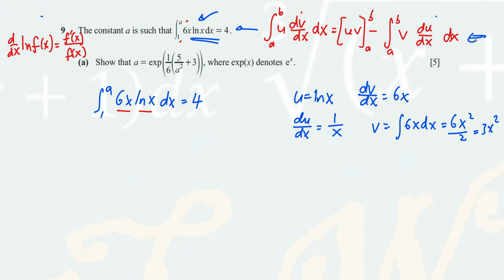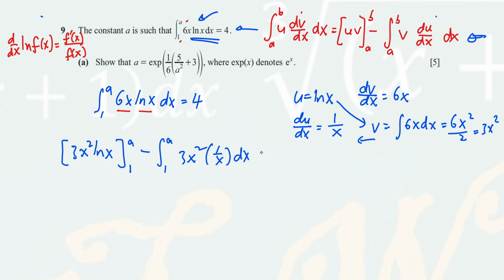Now substitute into this integration by parts formula. I will be getting uv, so multiply: that is 3x squared ln x with limits, minus the integral of v du. So multiply v du: that is 3x squared times 1 over x dx, and equals 4. That will be our integration by parts.